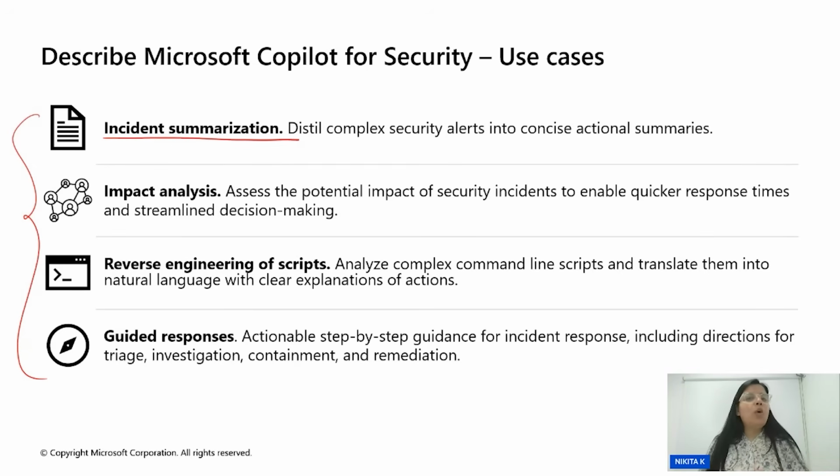In that particular scenario, we can take the help of Microsoft Security Copilot, which will help me with incident summarization. It will give me the entire summary: when the incident happened, on which device it happened, what the different alerts involved are, what cloud resources are involved, and what applications are involved. So it gives me the story from start to end of how the attack happened on that particular asset.